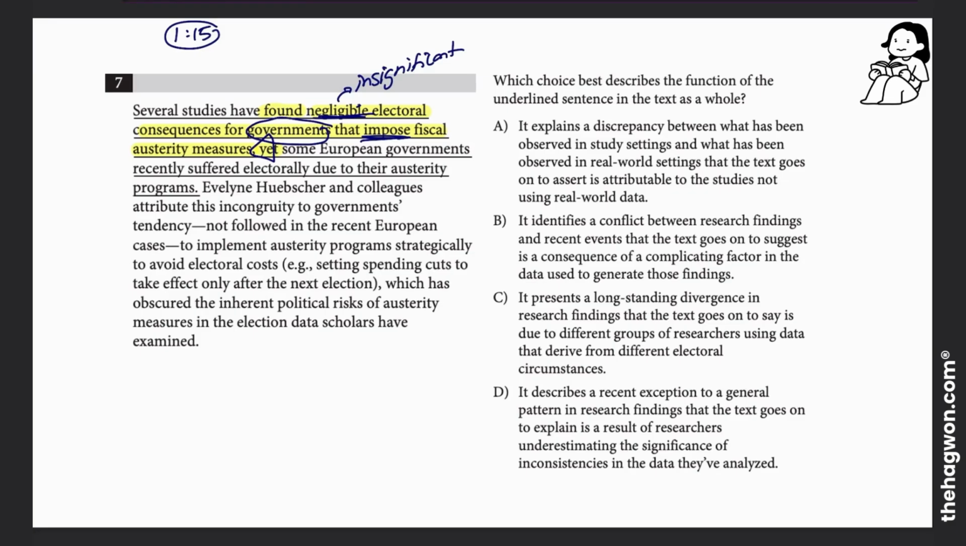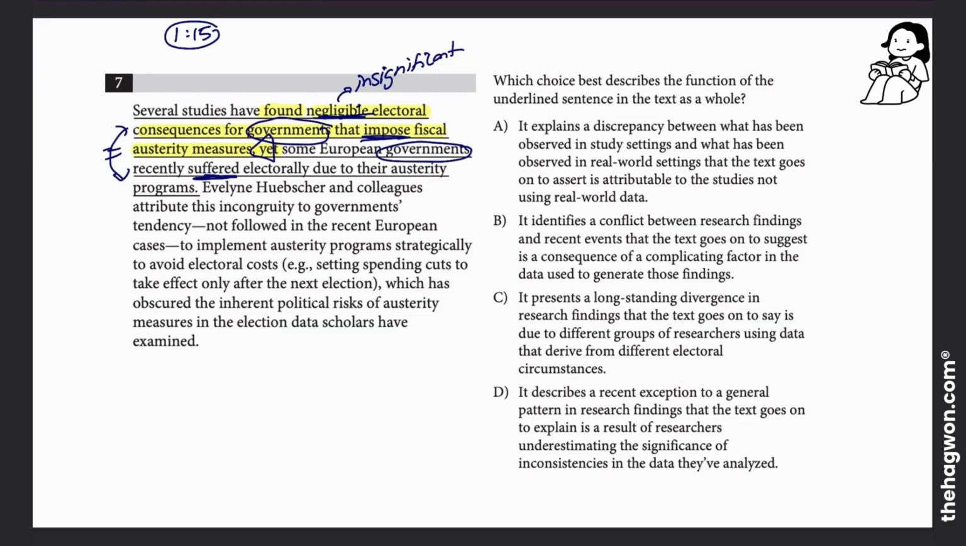But some governments recently suffered electorally because of these programs. So that's going to make me go, hey, what's going on? These 2 sentences or clauses oppose each other. The first one says, hey, these austerity measures, not really important. The second sentence says, well, some governments actually suffered because of those measures recently, though. And so we think, well, okay, there's this difference going on here. I wonder why. Now, the next sentence is going to explain to me why.